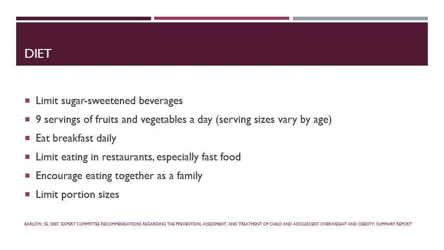Once we have that discussion with the families, then we can start coming up with goals for diet and for exercise. For diet, we want to encourage them to limit sugar-sweetened beverages, have 9 servings of fruits and vegetables a day, and the serving size may vary by age, eat breakfast daily, limit eating in restaurants, especially fast food, encourage eating together as a family, and limit portion sizes.